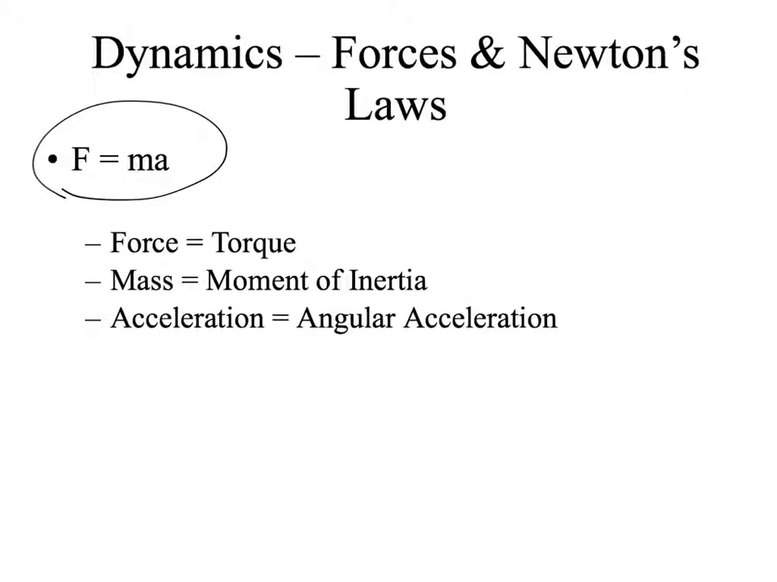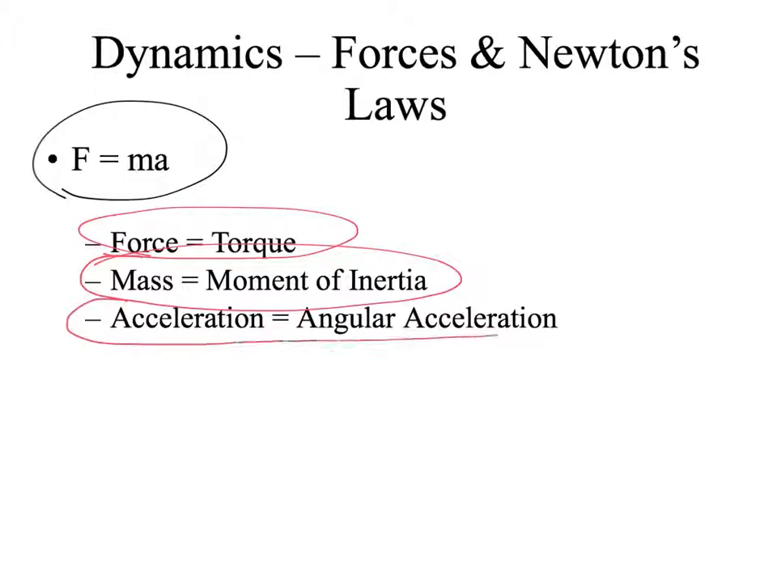So force is going to be replaced by torque, mass is going to be replaced by moment of inertia, and acceleration is going to be replaced by angular acceleration. And what all three of those terms have in common is that they're linked to their linear counterparts by the radius. Radius is always the link between the angular and the linear quantities. And also the good news is we've already talked about angular acceleration with kinematics, so we're going to narrow our focus in this lesson on torque and moment of inertia.